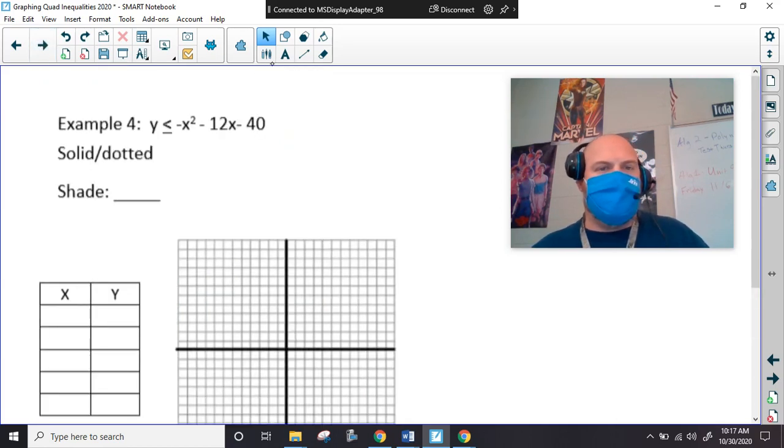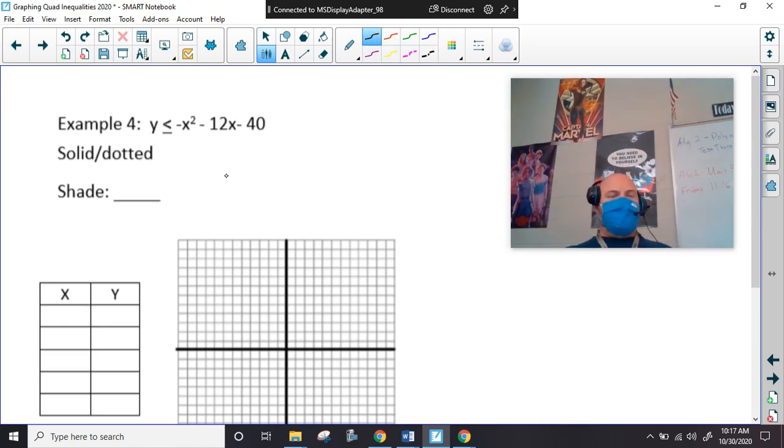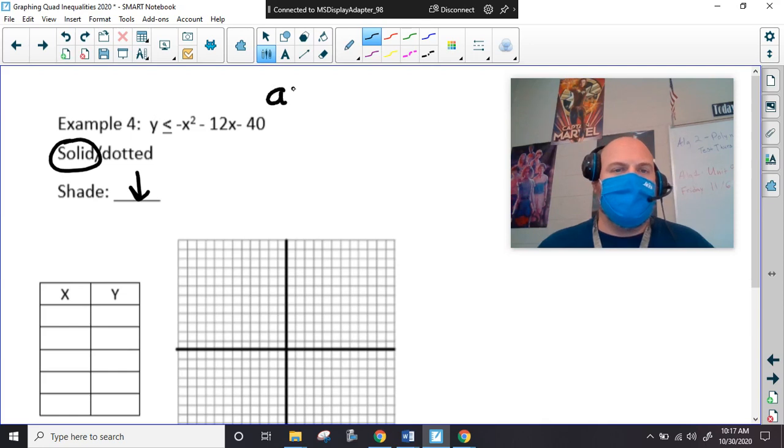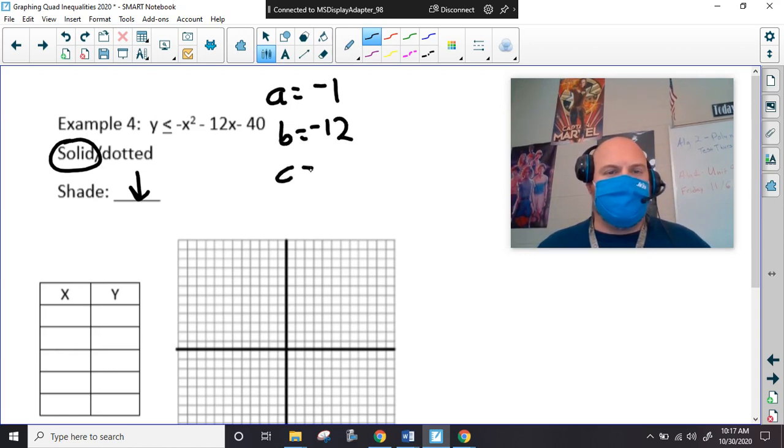All right. Now, solid or dotted? Solid. Shade above or below? Below. So, A equals -1. We know this opens down. This is a frowny face. Okay. B equals -12 and C equals -40.